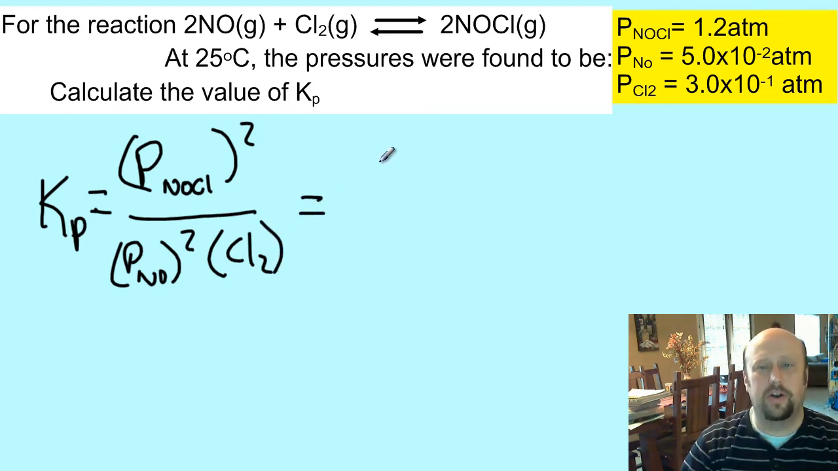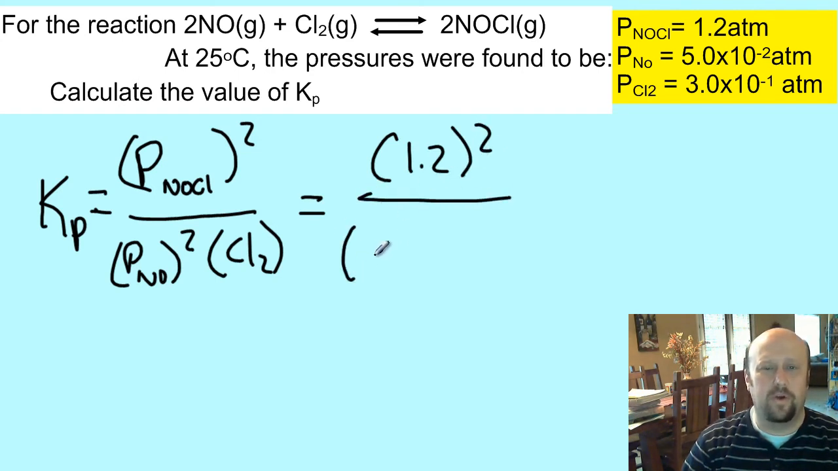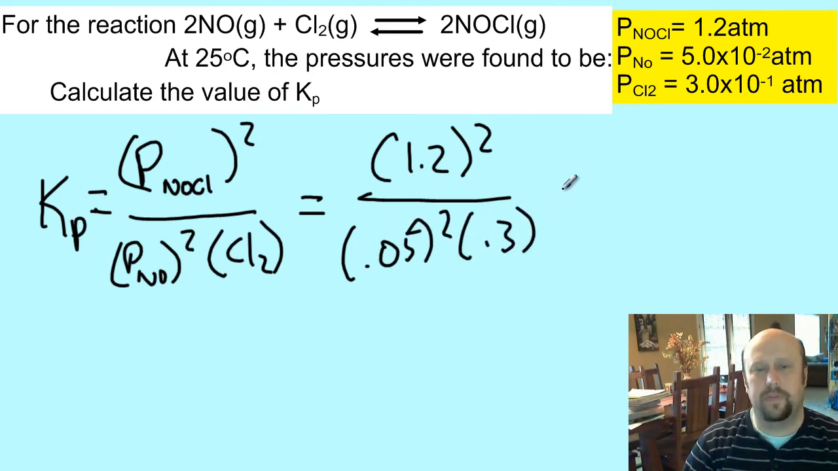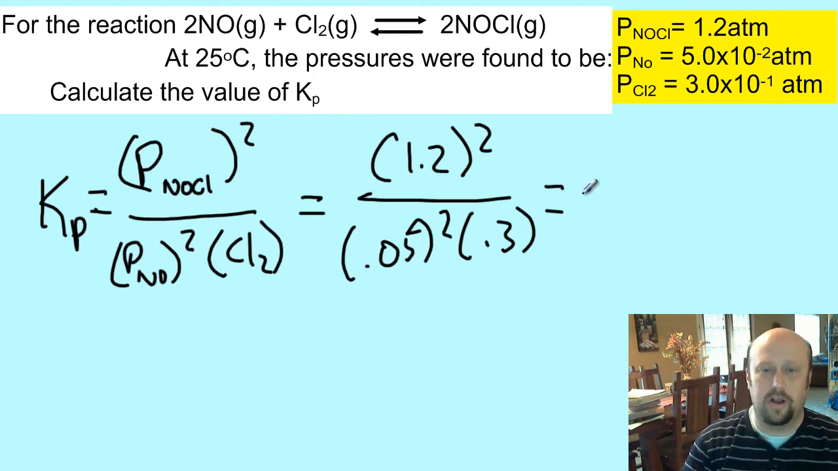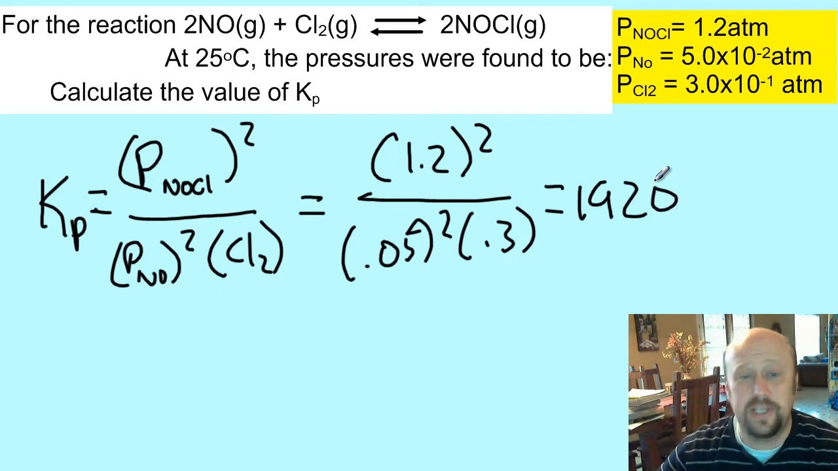Okay, and so if we plug in our numbers here, we've got 1.2 squared over 0.05 squared times 0.3. Okay, and we plug all of that in, and we're going to get our answer of 1920. And again, just like our regular K, we don't have any units for this.